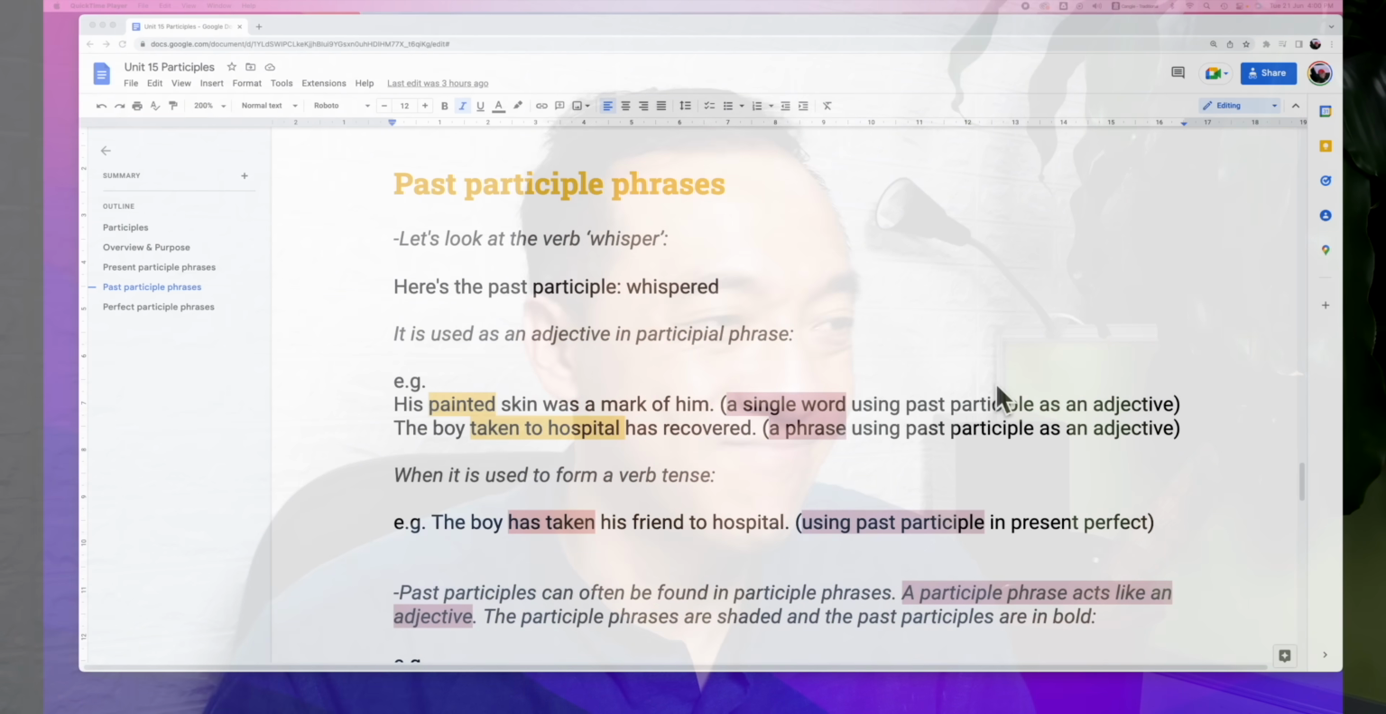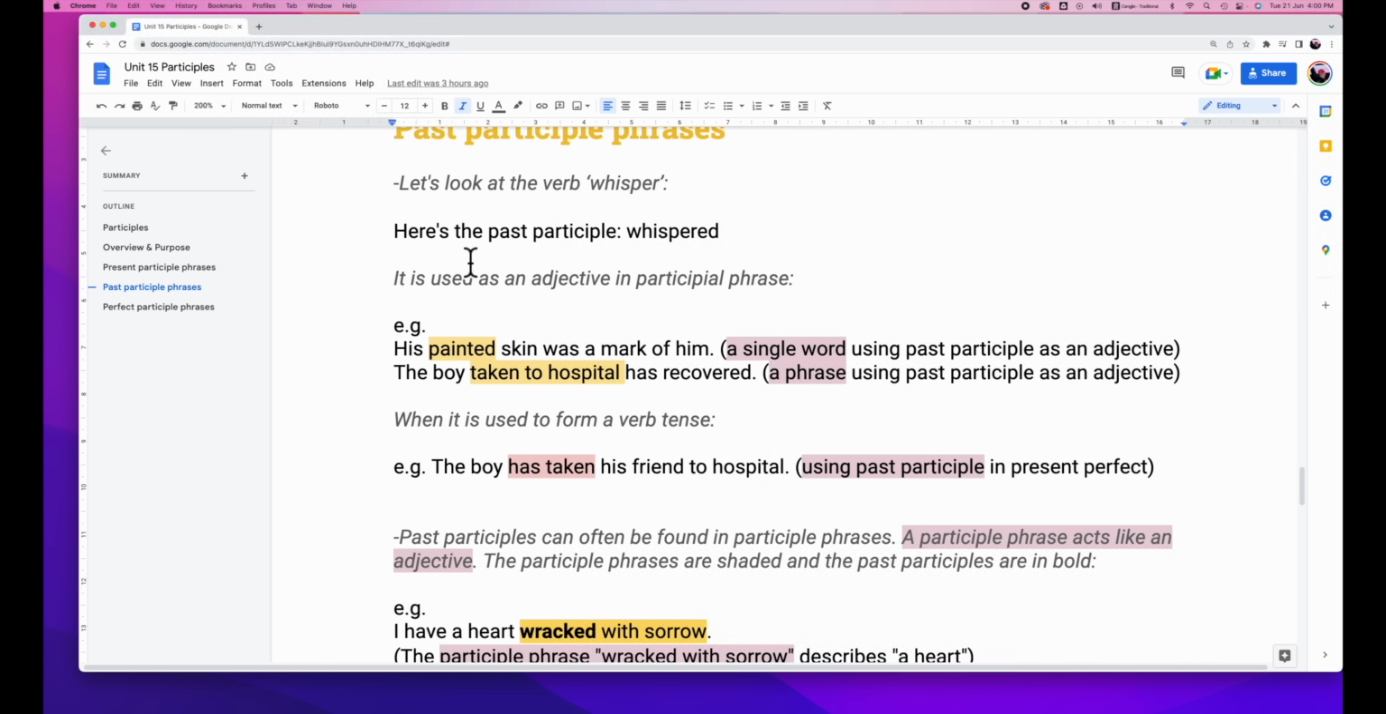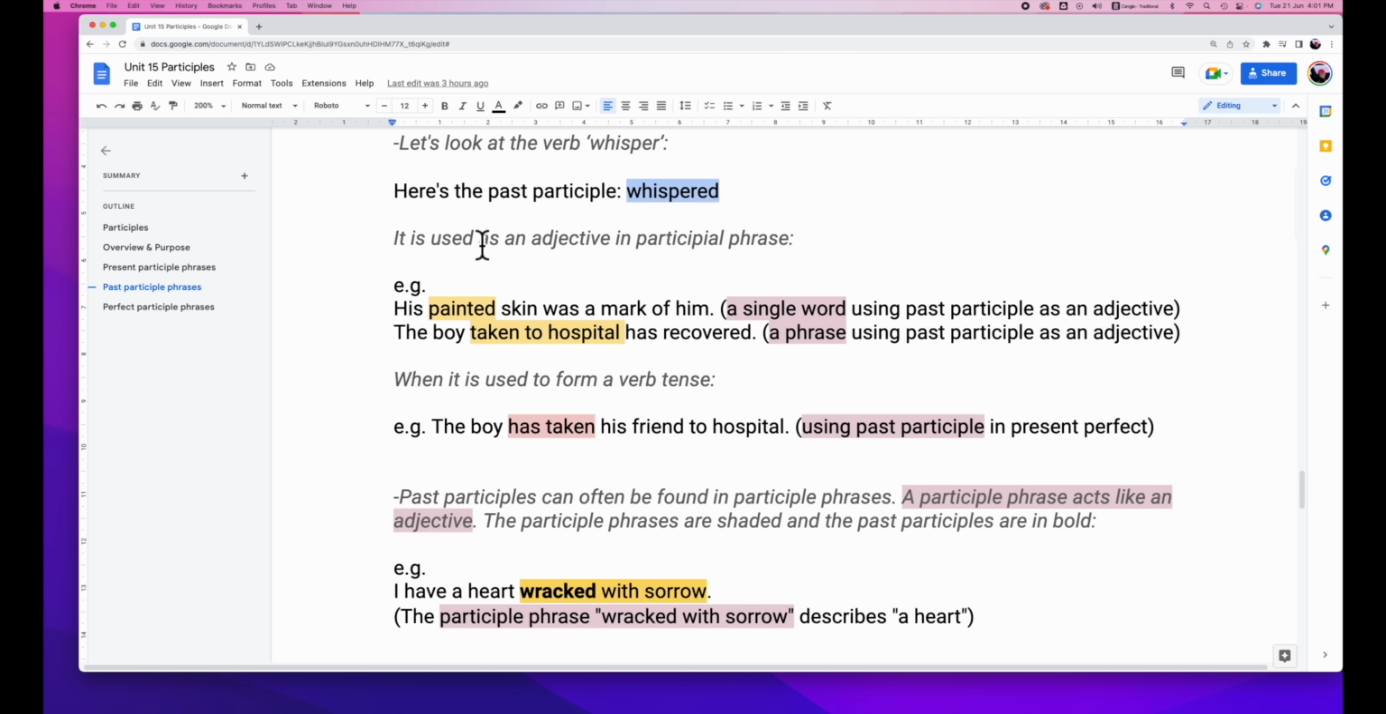Today, we talk about past participles. What are past participle phrases and how can we make use of them? Let's take a look. Let us look at the verb whisper. Here's the past participle, whispered, with ed, as whisper is a regular verb. We could use this as an adjective in a participial phrase. So let's take a look.